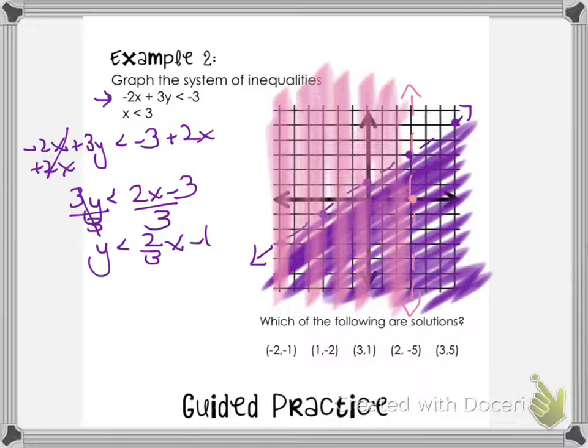So what we're taking a look at is the double shaded area. That is the solution to this system. So I'm just going to write solution. The word solution, and the double shaded area is here because we can tell it's pink and purple.